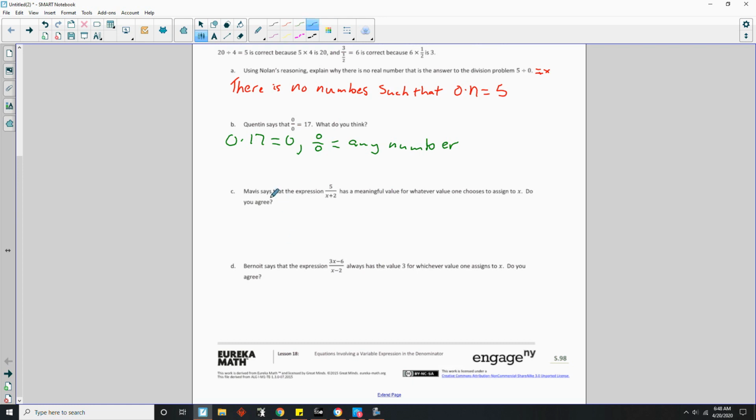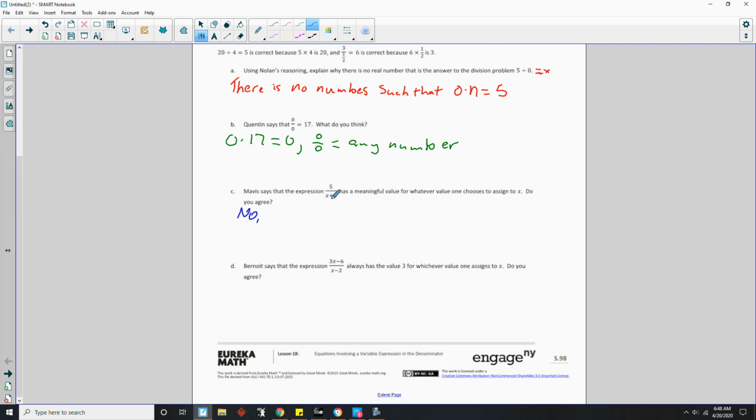Part C. Mavis says that the expression 5 over x plus 2 has a meaningful value for whatever value one chooses to assign to x. So he says that there is a meaningful value for any x. And I would say no, definitely not. So give an example of a meaningful value. If I put a 5 in here, 5 plus 2 is 7. Well, 5 over 7 is 5/7. That's a meaningful value. Put a 1 in there. 5 over 3 is a meaningful value.